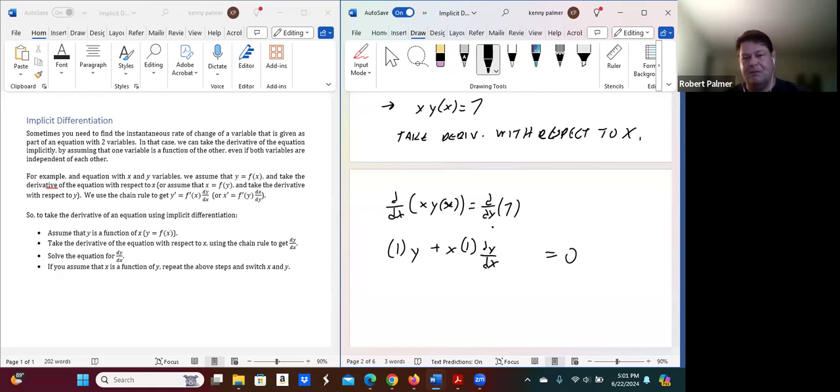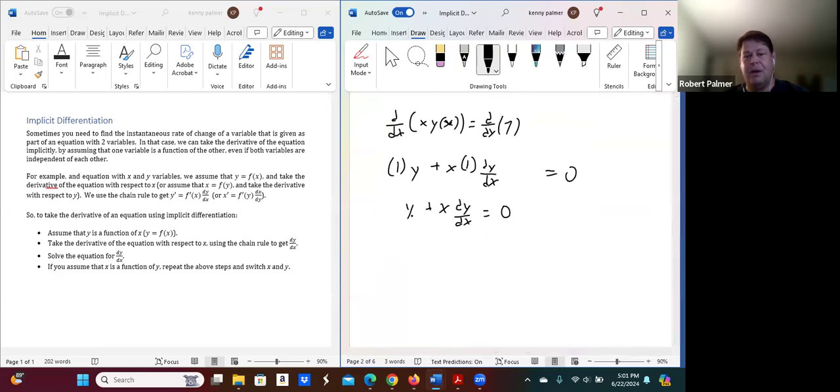Okay. Now, let's simplify this. So we have y plus x times dy dx is equal to 0. Then, of course, solve for the derivative dy over dx. Subtract y from both sides. We have x times dy over dx is equal to negative y. And finally, divide both sides by x, and we have dy over dx is equal to negative y over x.